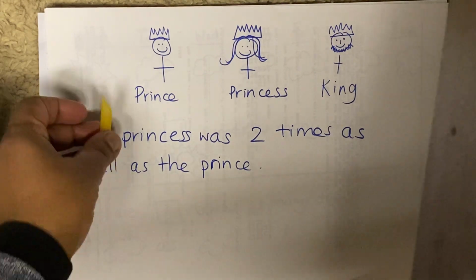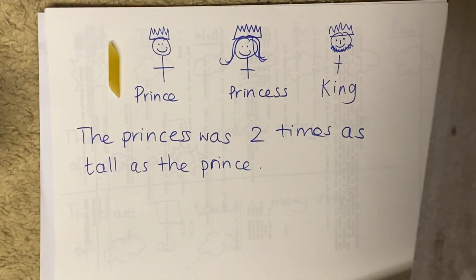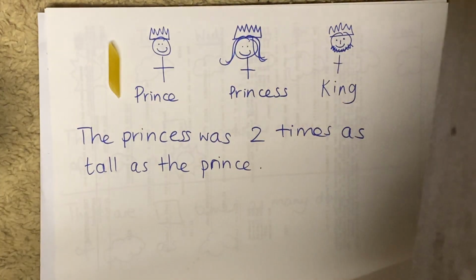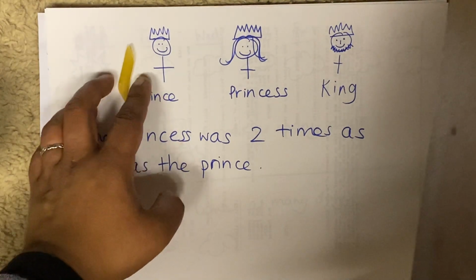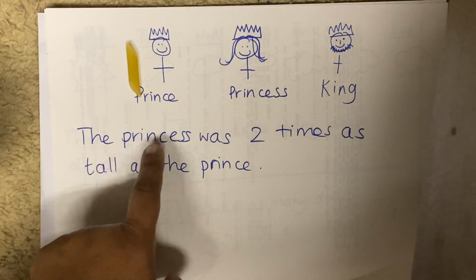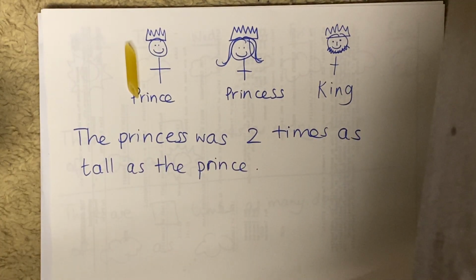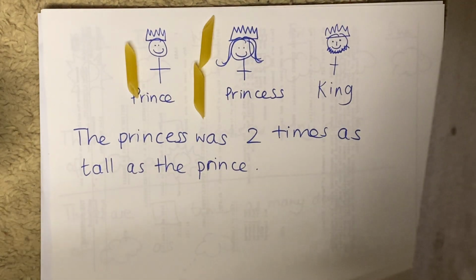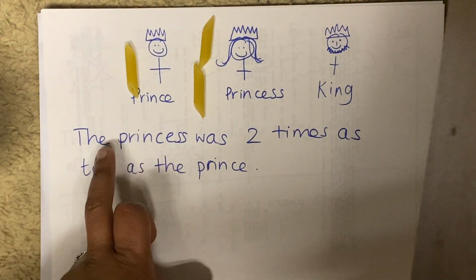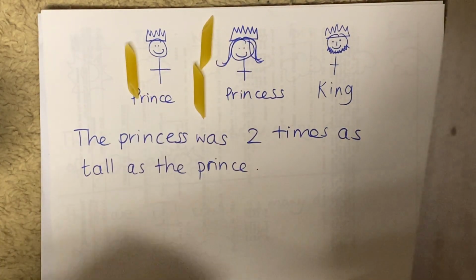Imagine this is how tall the prince is, 1 pasta long. Okay, I don't have any cubes at home, so I thought I'd use pasta. If you don't have any cubes at home, you could use pasta or pencils or anything small that you can find to use as an example. So that is the height of the prince. It says the princess was 2 times as tall as the prince. That means I need 2 more pasta shells to show me how tall the princess is. So how many pasta did I need for the princess? 2, exactly. Now this shows that the princess was 2 times as tall as the prince.